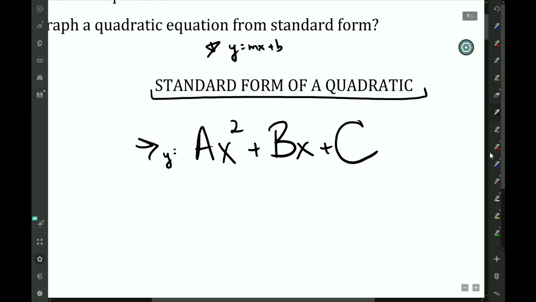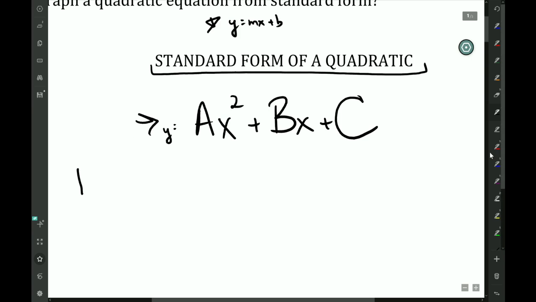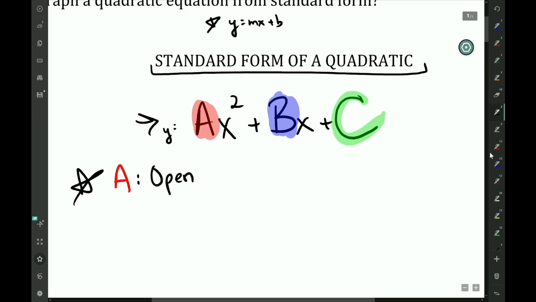Now, a few things going on here. So the basic things to know about: each of these, A, B, and C, always has something important to tell us. They each have a job. A's job is to tell the graph which way it's going to open.